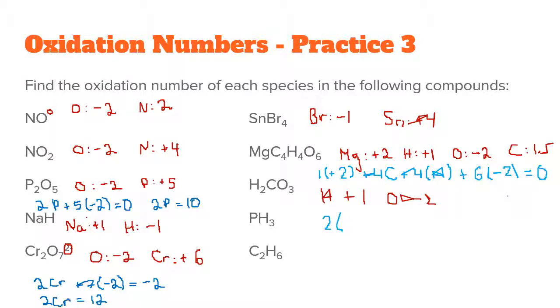2 hydrogens times 1 plus whatever our carbon is, plus 3 oxygens, -2 apiece, grand total of 0. So that gives us 2 minus 6, or -4. So carbon minus 4 equals 0. So the carbon is going to be a +4.